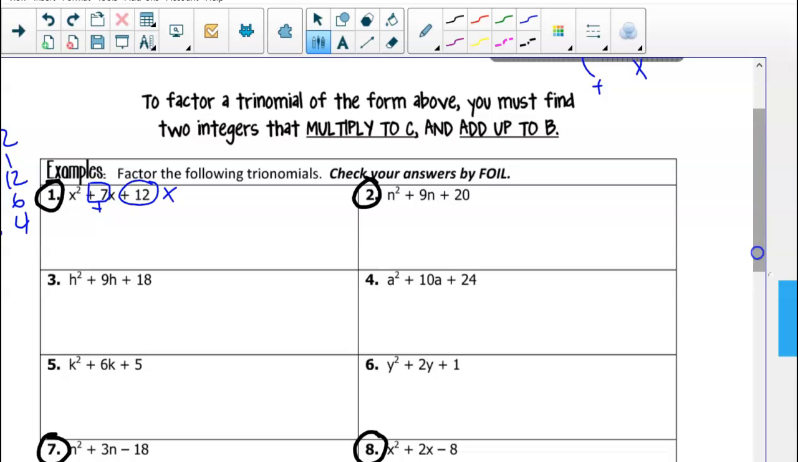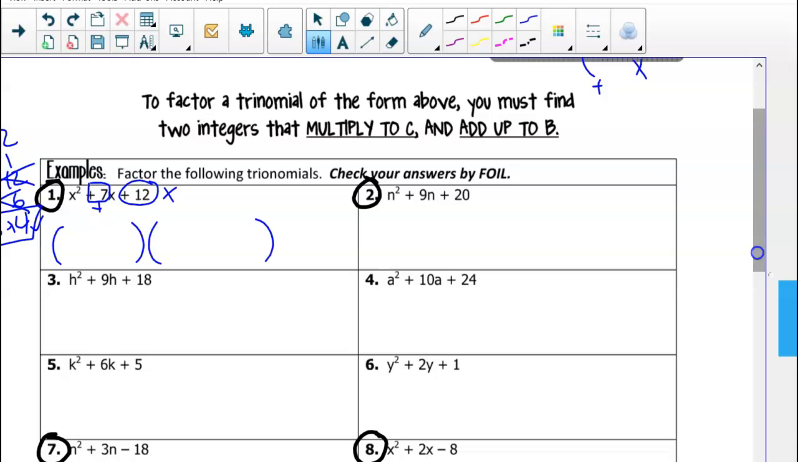Well, 1 plus 12, or any way I add or subtract them, will not give me 7. So those are out. 2 plus 6, or 2 minus 6, or 6 minus 2, those will not give me 7. But 3 and 4 will definitely give me 7 if I add them. So those are going to be the 2 numbers I use. Once you find those 2 numbers, your factors are going to look like this.